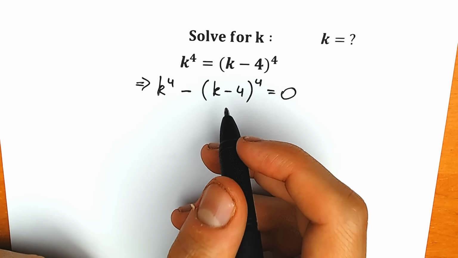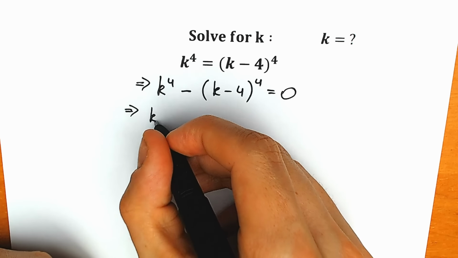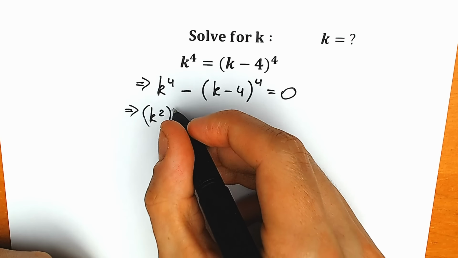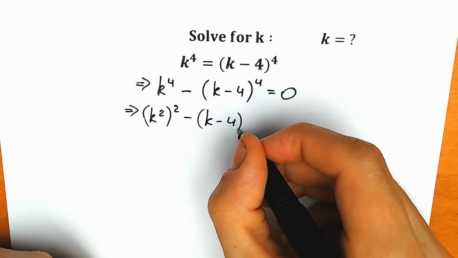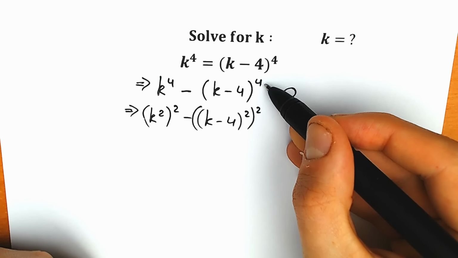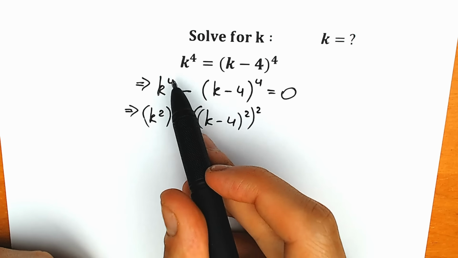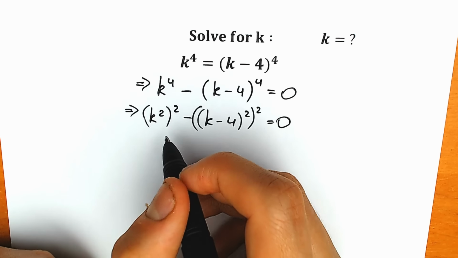This is not a table case, but we can write it as a difference of squares. We write this one as (k squared) to the second power minus ((k minus 4) squared) to the second power, because basically we have 4, so 2 times 2 equal to 4, so everything is great. But right now we can look at this from a different angle.